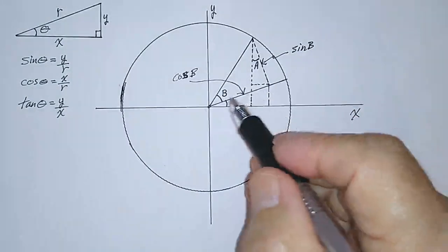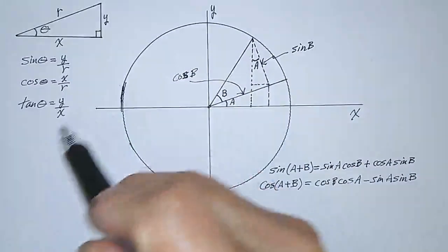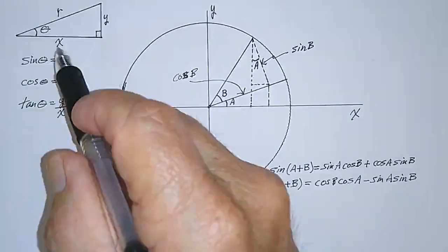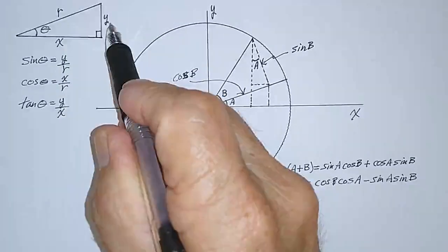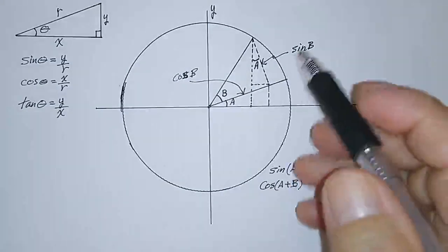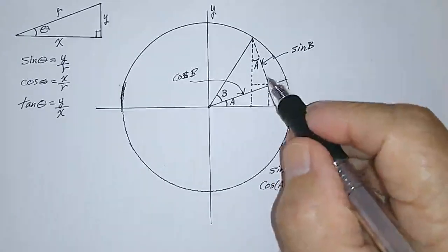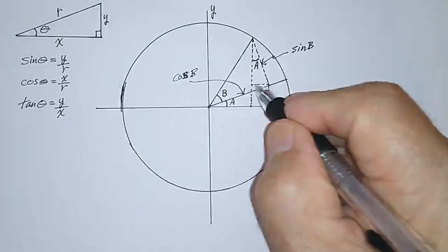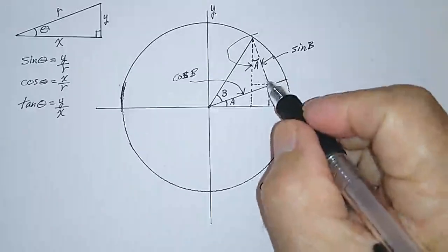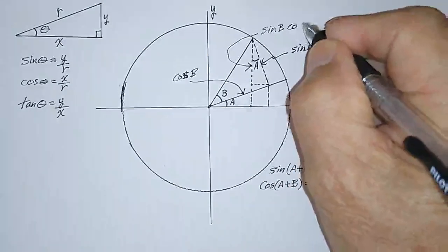And this is, of course, where R is 1. This is a unit circle, and I've just refreshed your memory over here about the basic definitions of sine, cosine, and tangent, where this is a right triangle with side adjacent x, side opposite y, and the hypotenuse r. Okay, well, if this is the hypotenuse of this little triangle right here, then this side up to this dashed line right here is equal to sine B times cosine A.